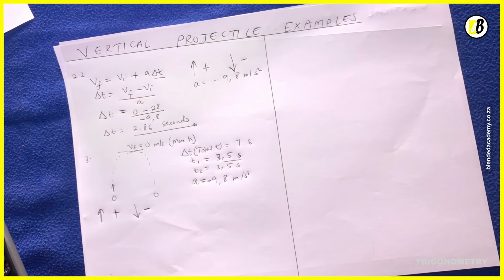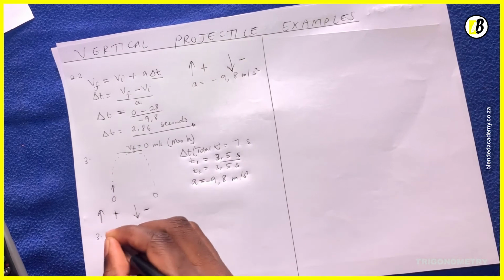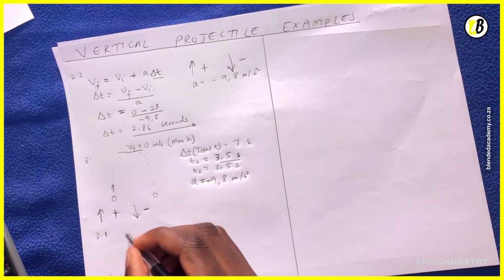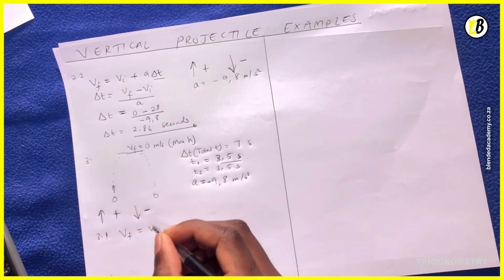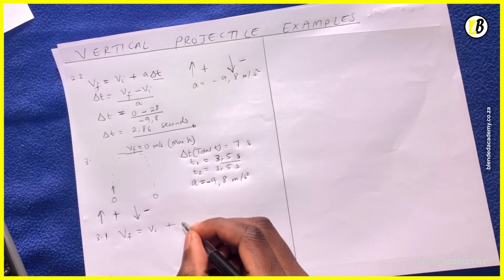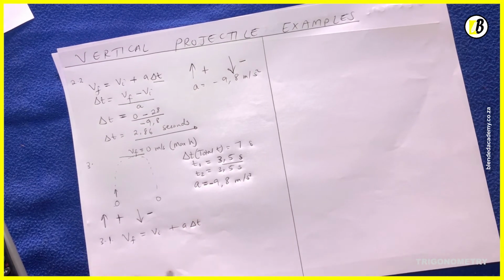And now from there, let's just go to our formula sheet and choose the most suitable formula for this first part of our question, which says calculate the velocity with which the ball left the thrower's hand. So we calculate the velocity with which the ball is going to leave our thrower's hand. So that's the initial velocity. You understand? So for 3.1, we're calculating the initial velocity. So we're going to use a formula which says VF equals VI plus a change in time. So that's what we're going to use for this first part of the question.